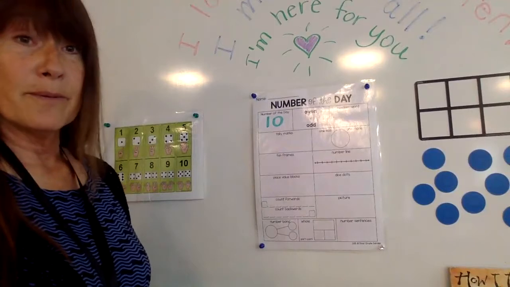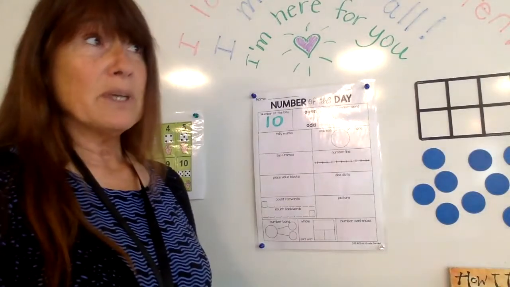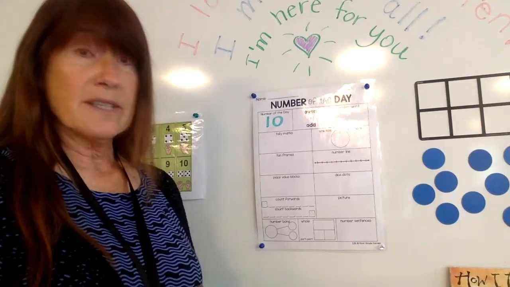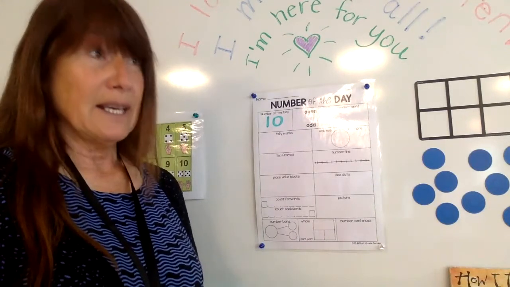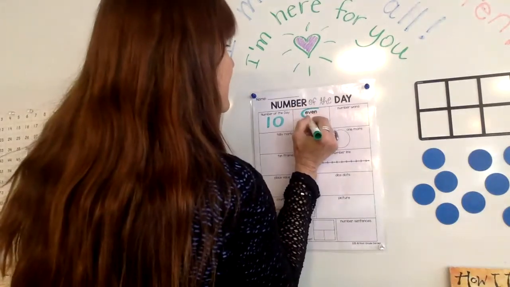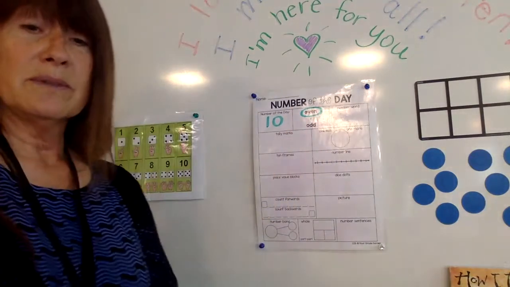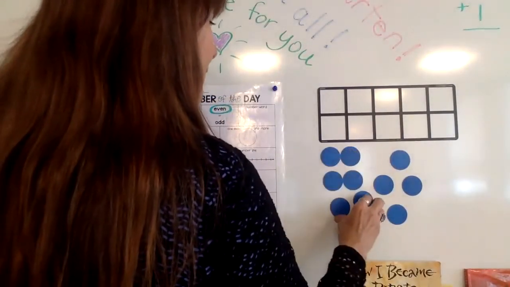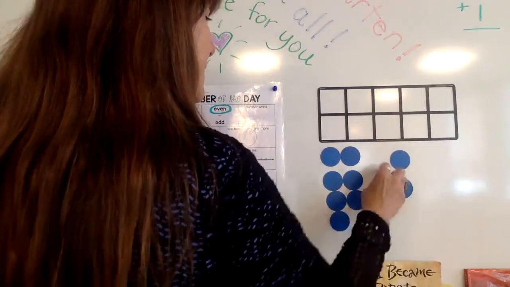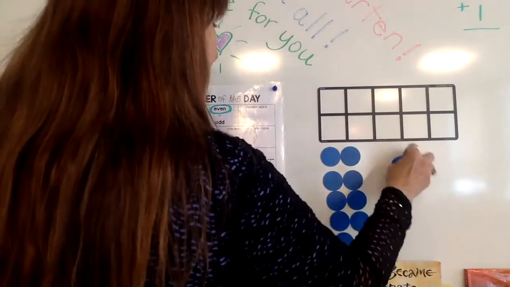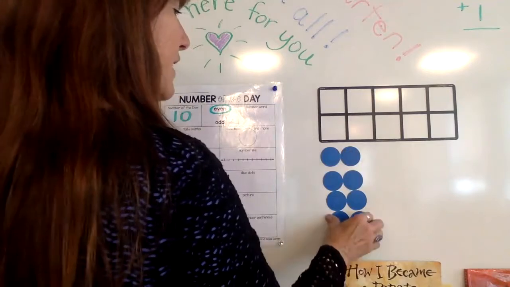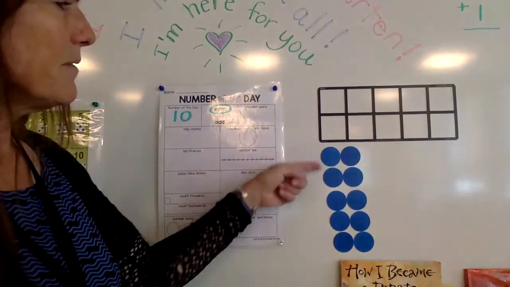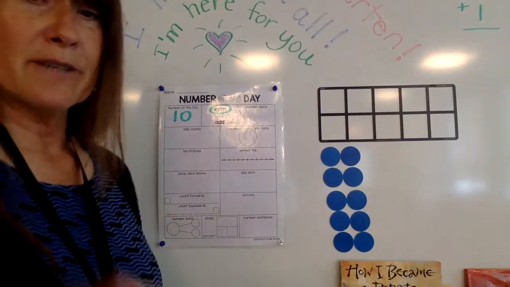Okay, is it even or odd? Well, last time I gave you a little trick to remember that by. If a number ends with 0, 2, 4, 6, or 8, it's definitely going to be an even number. So I'm going to circle even. And I can show you with these magnetic dots, if we made pairs like this, they all have partners, don't they? 2, 4, 6, 8, 10. Every one of them has a partner, so it can't be odd.